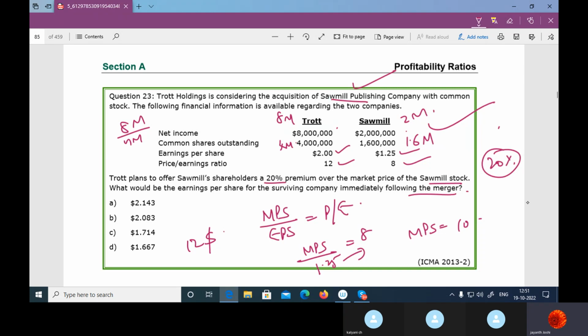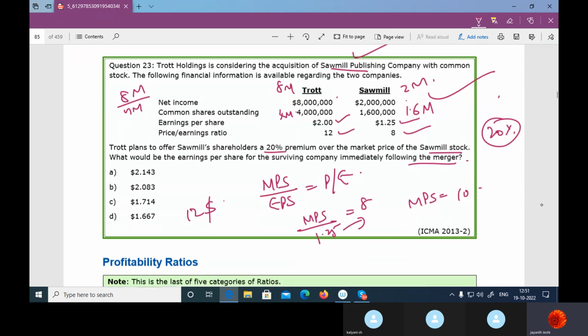So now I got the market price. Now you have to find out the EPS. How will you find out the EPS? Net income minus... no, this is the market price. So Trot plans to offer Sawmill shareholders a 20% premium over the market price of the Sawmill stock. What would be the EPS for the surviving company immediately following the merger?